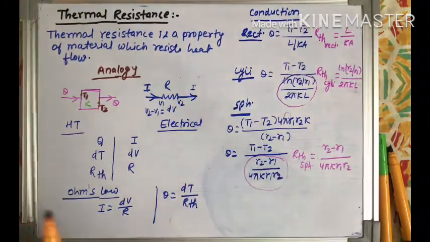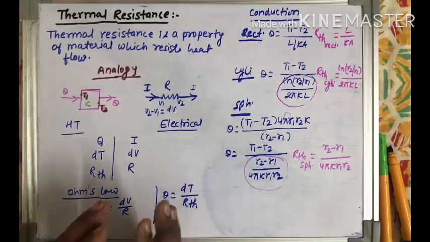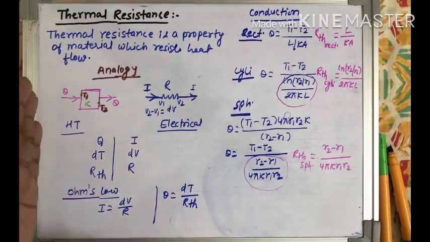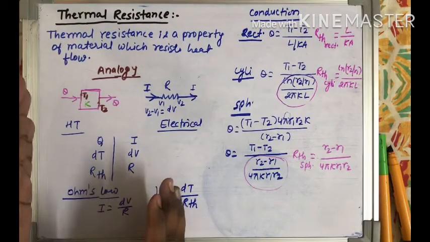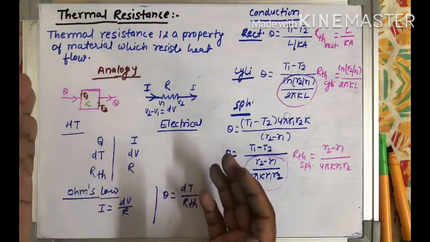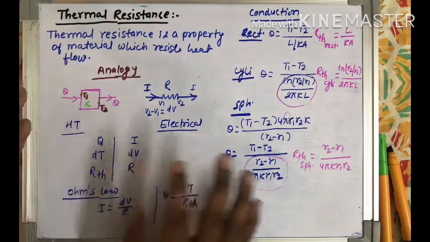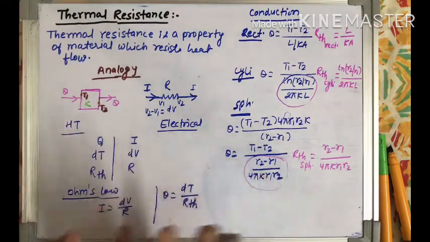So from this very simple concept you can understand that thermal resistance can be calculated from any equation. You have to keep Q on the left hand side. On the right hand side, in the upper side you have to keep the dT, and whatever comes in the denominator would be the RTH.